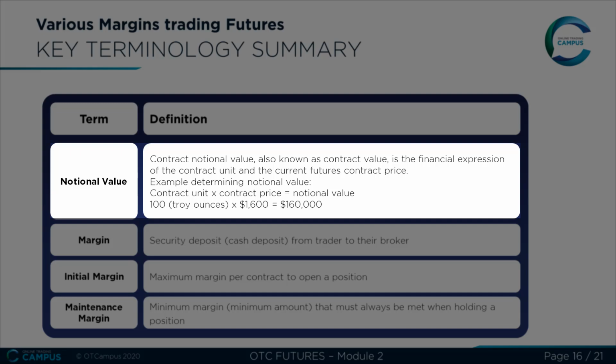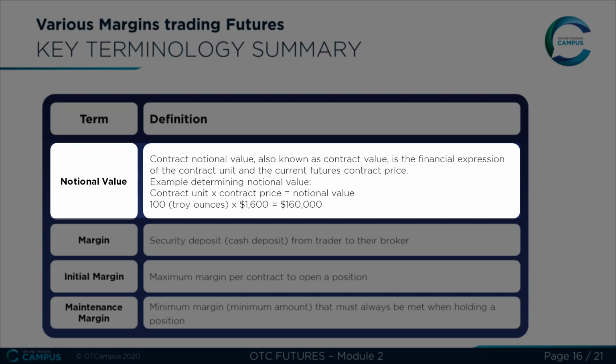by volume. The contract notional value, also known as contract value, is the financial expression of the contract unit and the current futures contract price. How to determine the notional value? Assume a gold futures contract is trading at a price of $1,600 per ounce. The notional value of the contract is calculated by multiplying the contract unit by the futures price. Contract unit times contract price equals notional value. 100 troy ounces times $1,600 equals $160,000, which is the notional value.